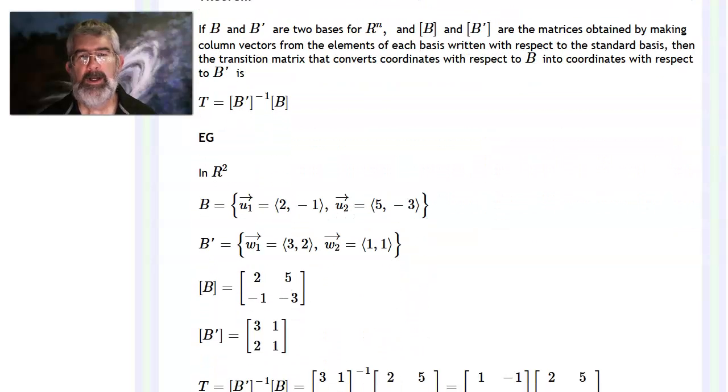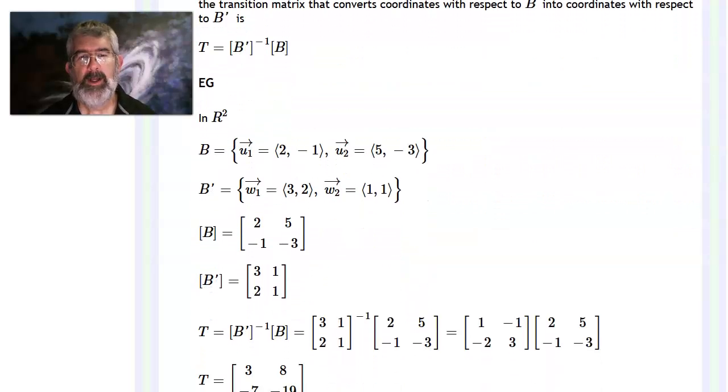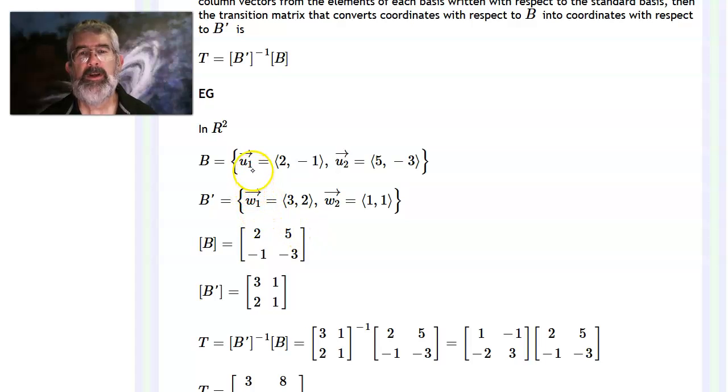So here we go. I'm going to do basis B is U1, U2, where I got 2, -1 and 5, -3 are my two basis vectors, and then B prime is 3, 2, 1, 1. This happens to be what we call B up above, but I'm using it as B prime now. So the matrix B is just take these two as columns. So 2, -1 is the first column, 5, -3 is the second column. Basis B prime turns into the matrix B prime: 3, 2 is the first column, 1, 1 is the second column.